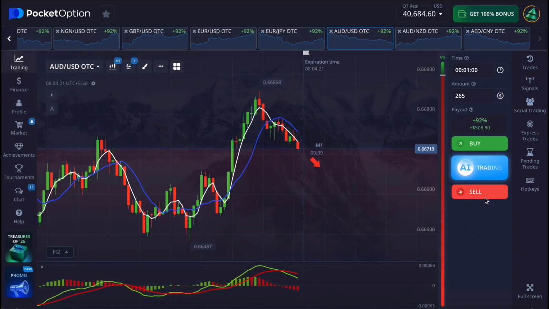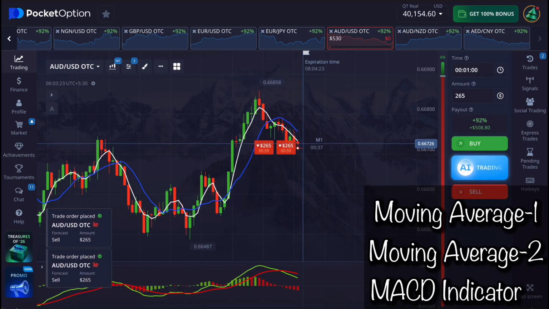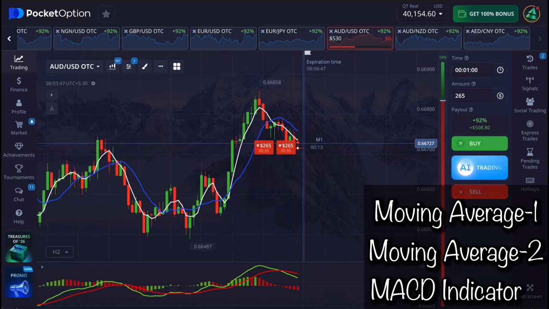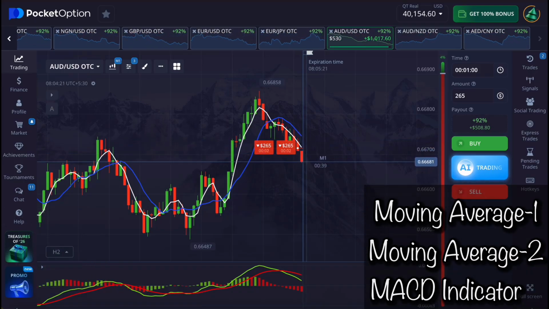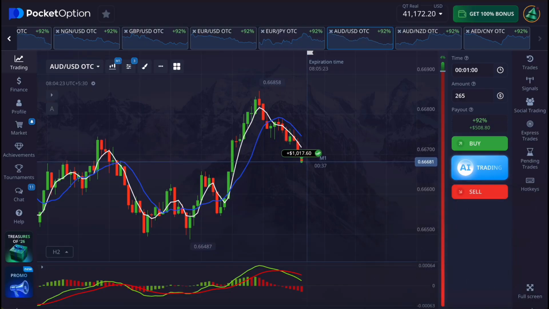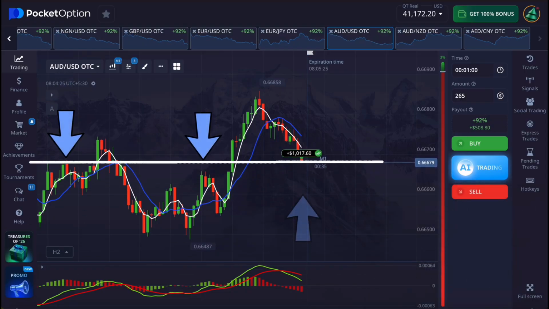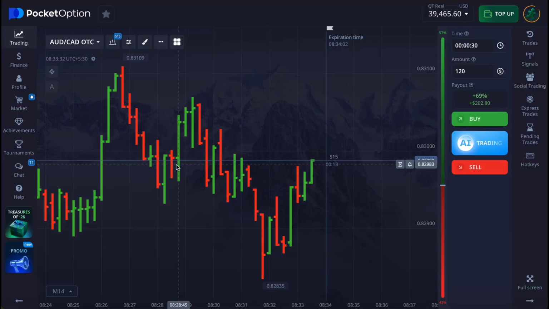In today's strategy, I will use 3 indicators, and after updating their settings, I get many good entry points in this strategy. And this strategy is also very simple to use, so first of all we will look at its settings.